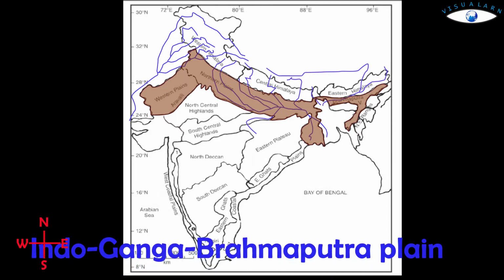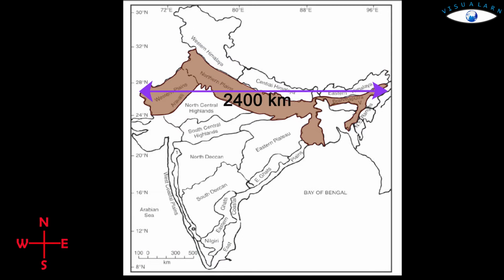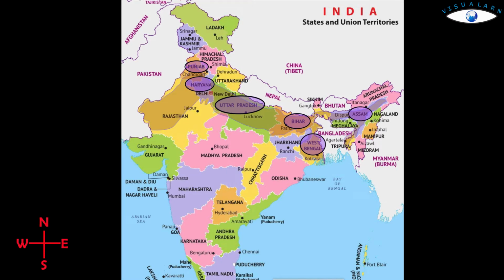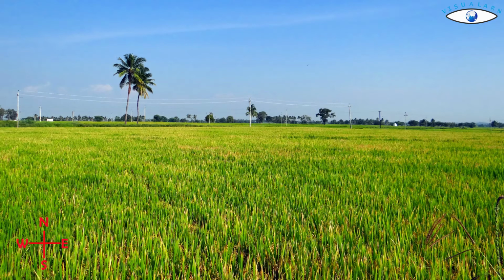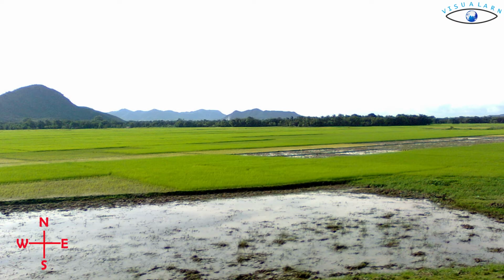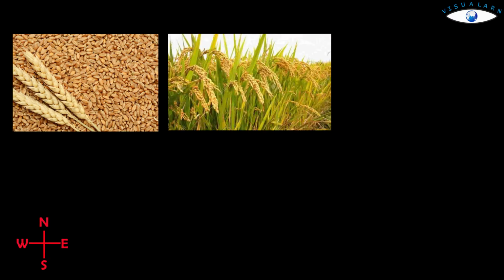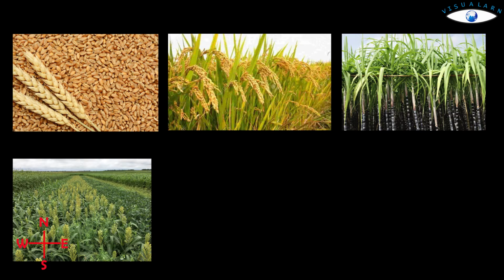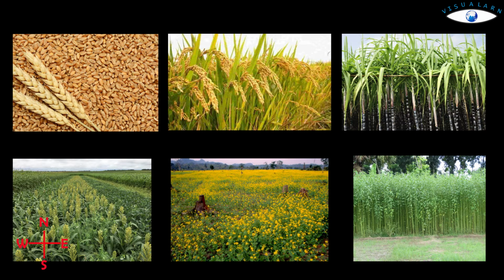The plain stretches for about 2400 km from west to east, and its width increases from east to west. It mainly includes the states of Punjab, Haryana, Uttar Pradesh, Bihar, West Bengal and Assam. The plain is one of the largest and most fertile plains of the world. Major crops such as wheat, rice, sugarcane, pulses, oilseeds and jute are grown here.